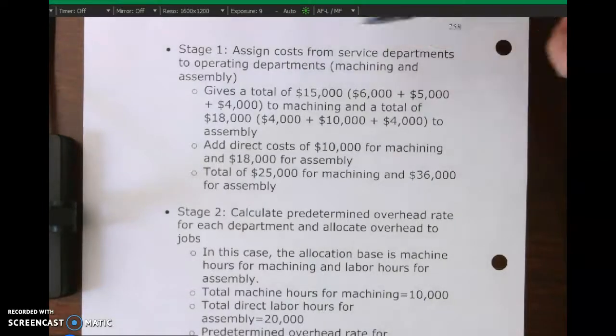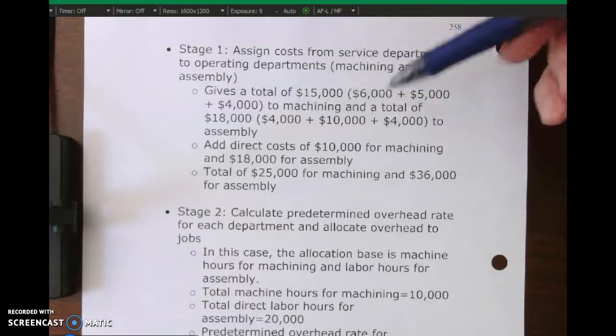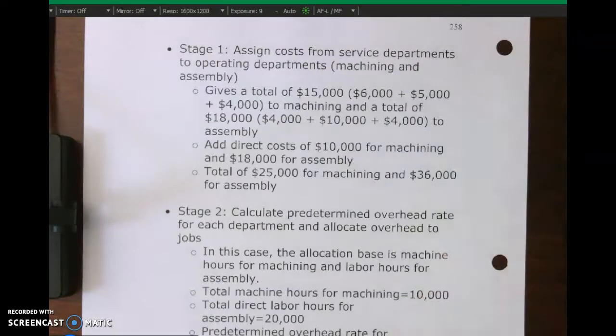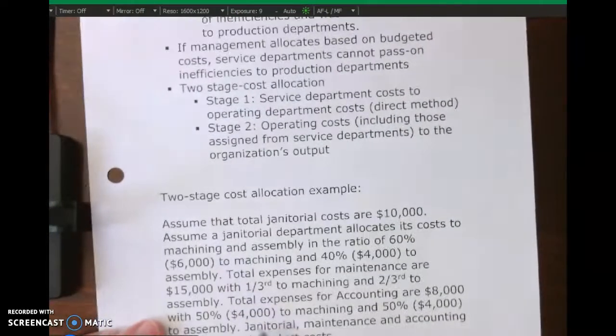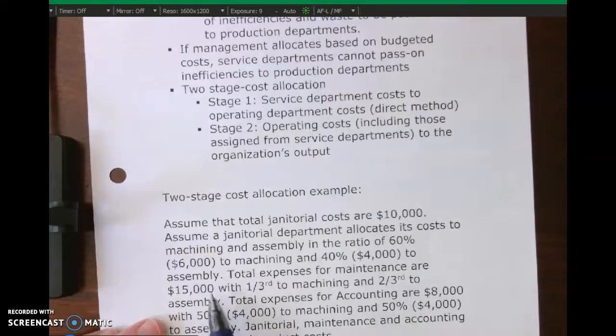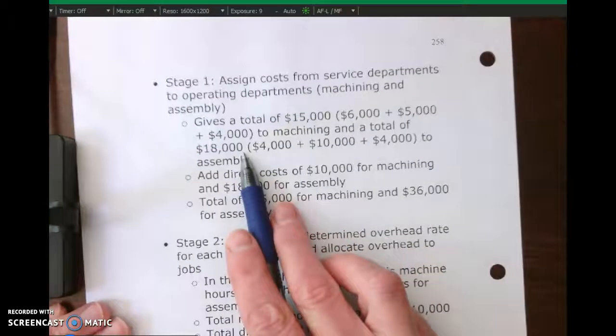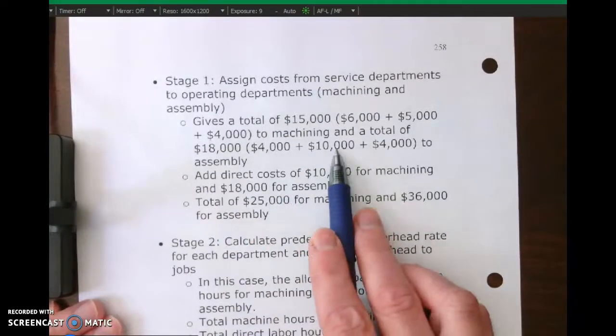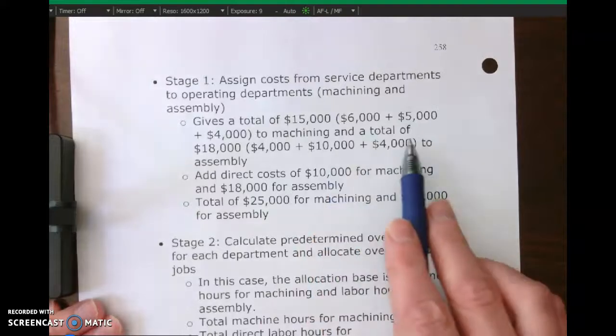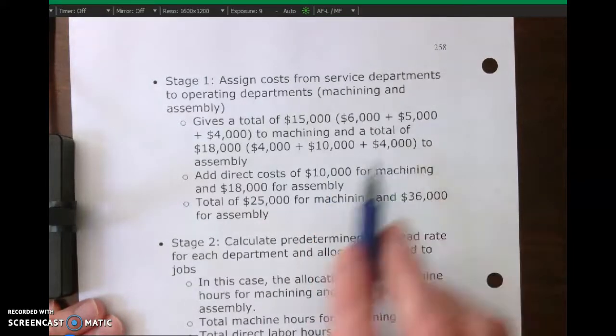Okay? So when we look at stage one in a little more detail, we assign the costs from service departments to operating departments. That gives a total of $15,000 to machining, which is the $6,000, then the $4,000, and then 1/3 of the $5,000. And then we also have $18,000 going to assembly: the $4,000, then the 2/3 gives us the 10, and then half of the accounting to assembly.